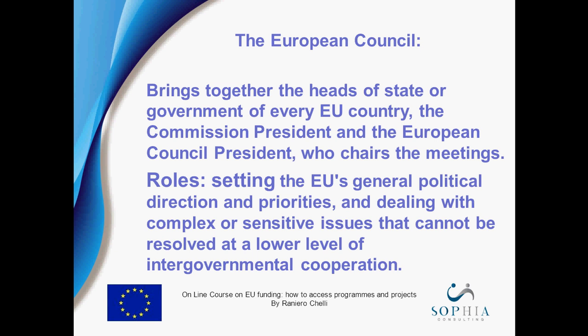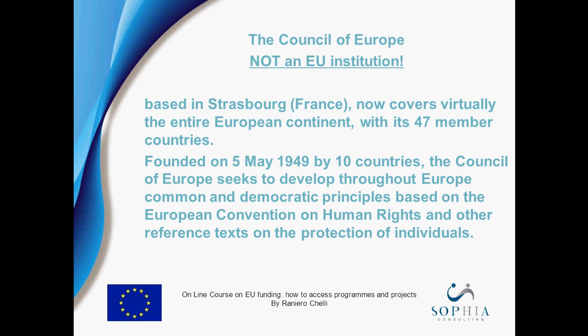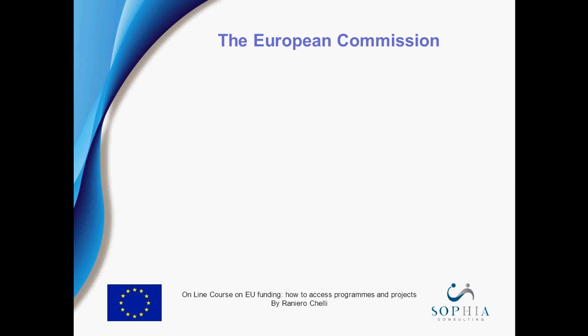Another body is the European Council, which is different to the Council of the European Union. It is made up of the heads of state or government of every European country. It includes the Commission President and the President of the European Council. It has a role in setting the general political direction and priorities of the European Union, but it doesn't approve any laws. There is a third body which is called the Council of Europe. It is not a European institution. It is based in Strasbourg. I'm just mentioning it because if you come across it, you know that it's a different thing.